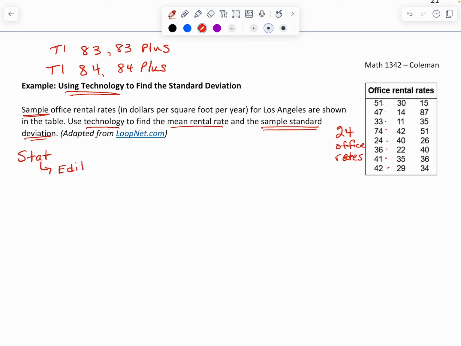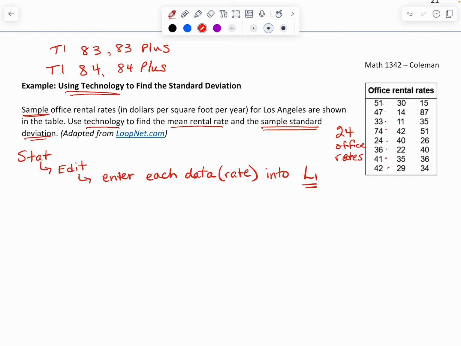And then from the stat, I'm going to hit edit. And then at the edit button, I'm going to enter each data, in this case, each rate, into L1. So I don't know where your calculator was last left, but wherever your calculator was last left is where it's going to now be.